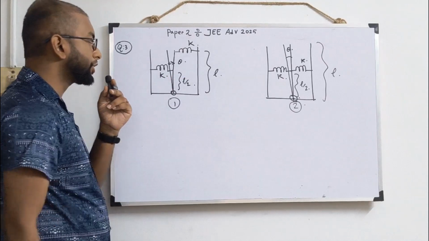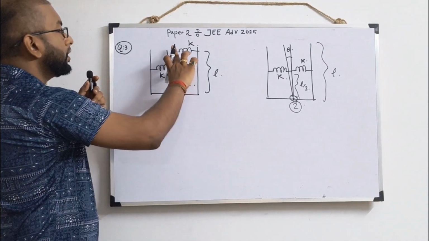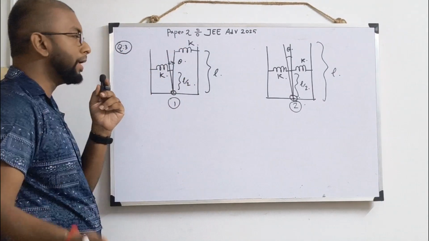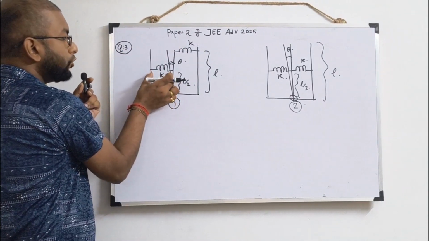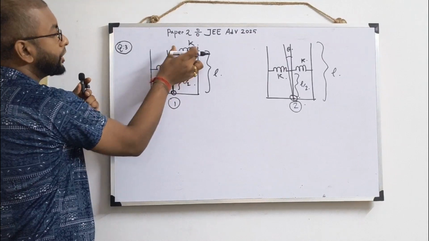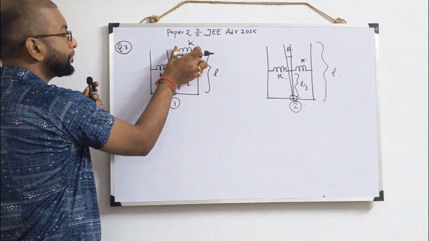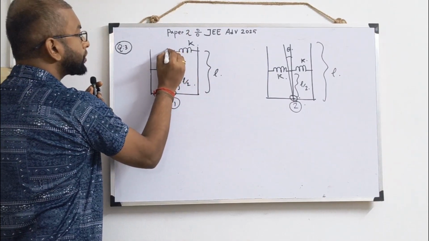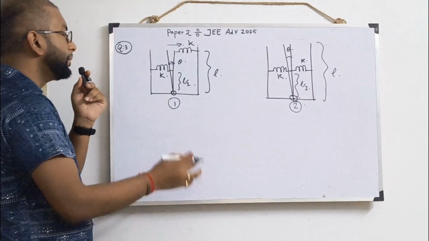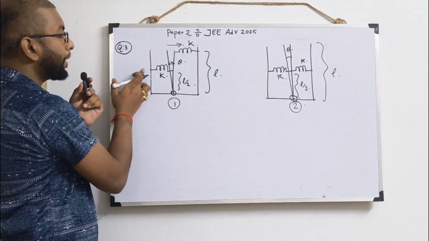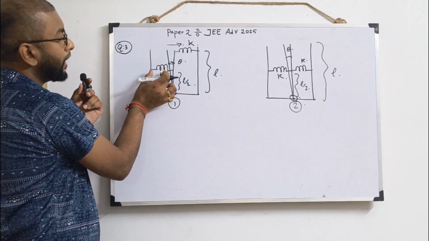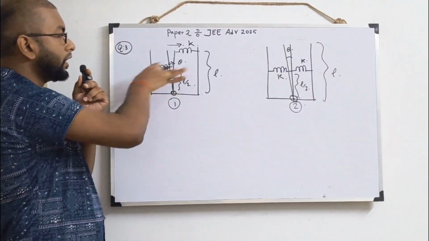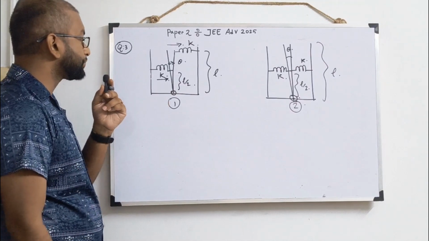Let us see the first case. When the rod is displaced by small angle theta anti-clockwise, let us assume anti-clockwise, then this spring will be compressed and this spring will be extended. So this extended spring will try to regain its original shape and it will give the force to the rod in this direction. Similarly, this spring will be compressed and it will try to regain its original shape and it will give the force in this direction, that is towards right.